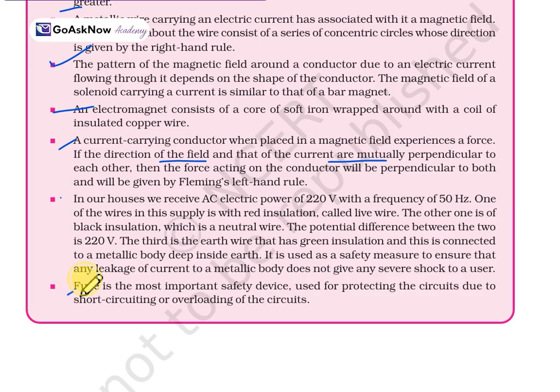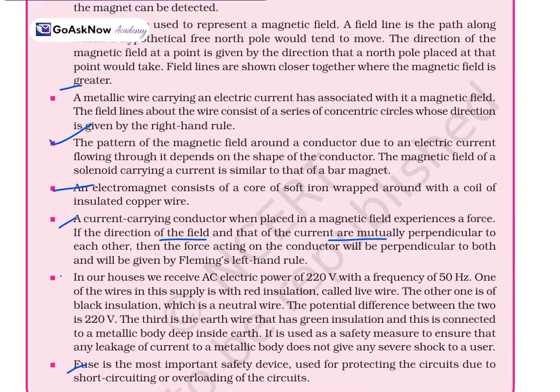Also, fuses are the most important safety device, protecting the circuit from short circuiting and overloading of the circuit. So this is all about this chapter.